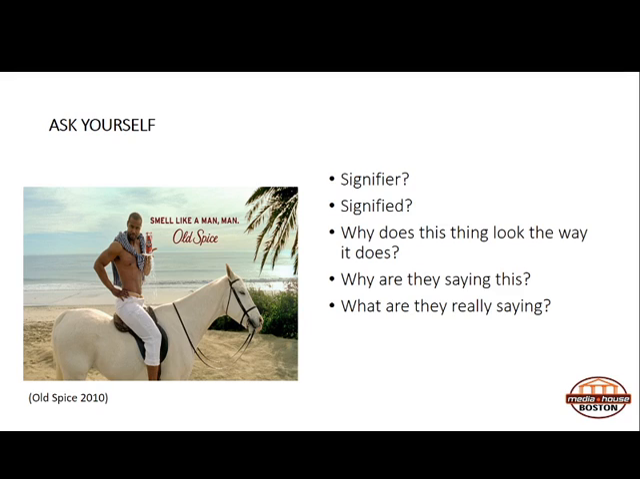Smell like a man, man. Look at the Old Spice advert. Look at all of the different elements. Remember that this smell like a man, man, is one element. Old Spice, the logo, is another element. The horse is another element. The product image that he's holding is another element. And of course, the man himself is another element. And then the background as well. So take a look at all of these things. Those are all different signifiers within the visual text.